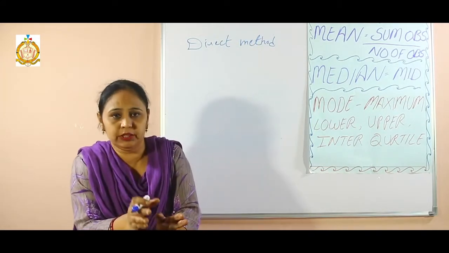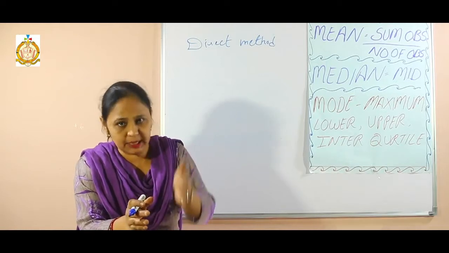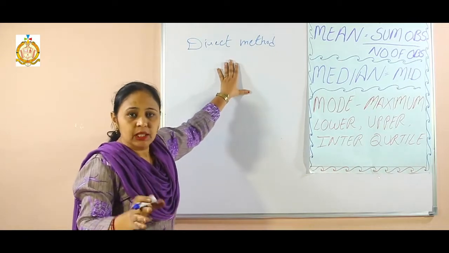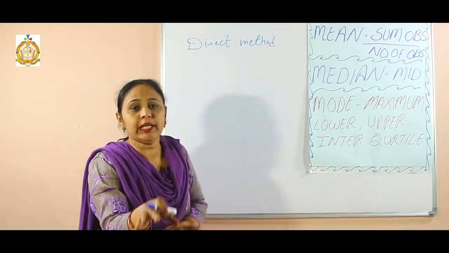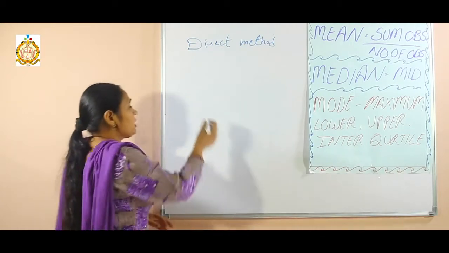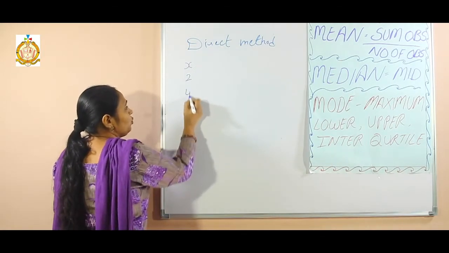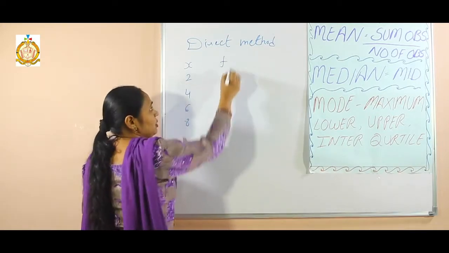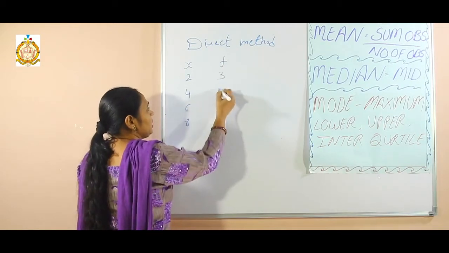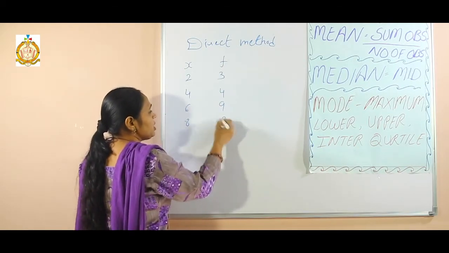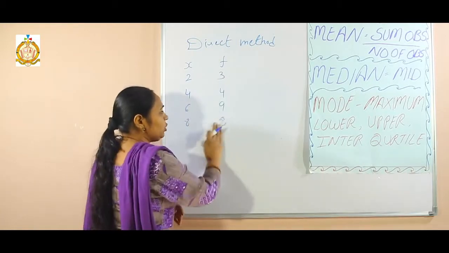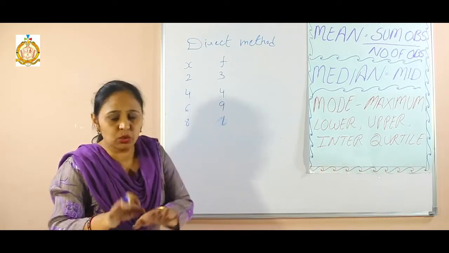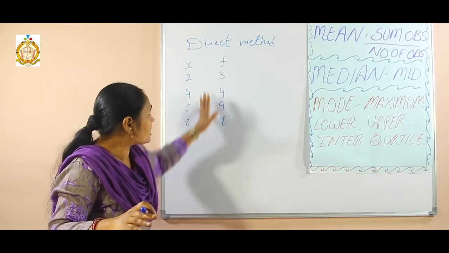Now data are of 2 types. The data can be in simple form or grouped form. We will find this by the direct method, but that depends upon how the data is given to us. Like this one, the value of x is given 2, 4, 6, 8. Simple one. Frequency is given 3, then 4, then 6, then 1. Frequency can be discrete, decreasing or increasing. I am taking the statement on my own, not from the book. This is simple data.